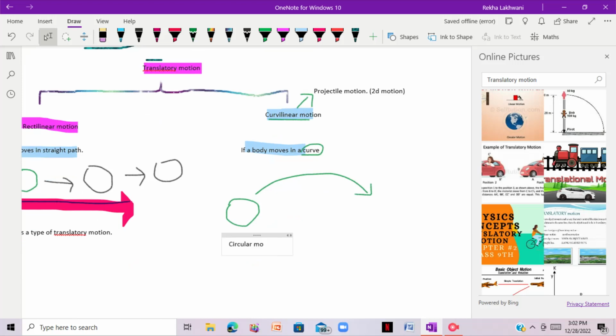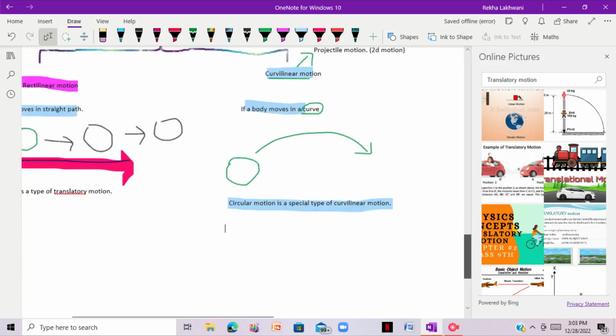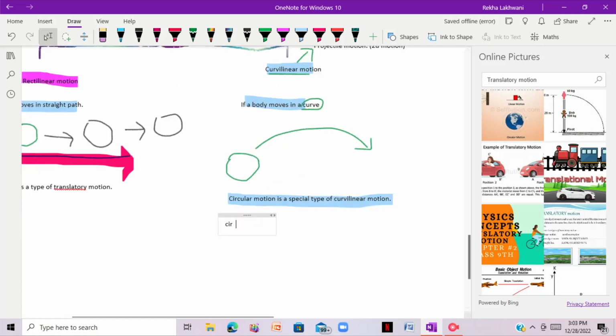For example, if a ball... Let's talk about what circular motion is now. What is circular motion, right? If a body moves in a complete circle, that is known as circular motion. If a body moves in a complete circle, that is known as circular motion.